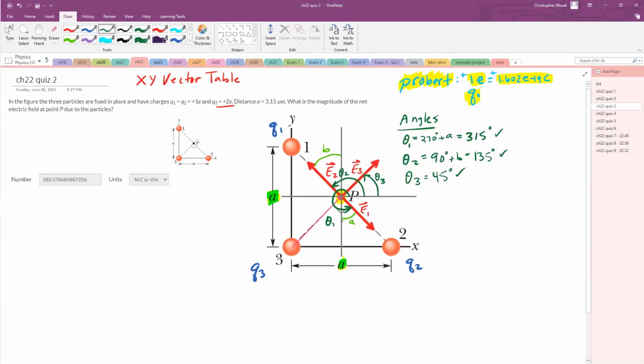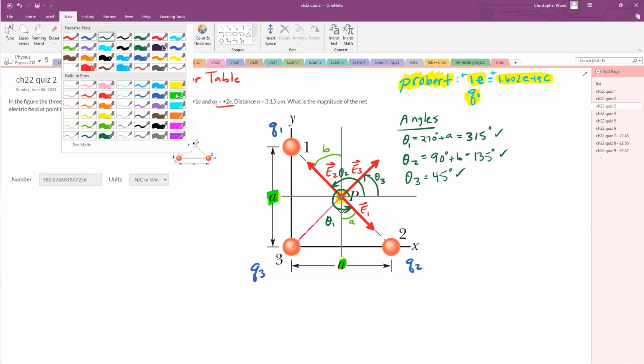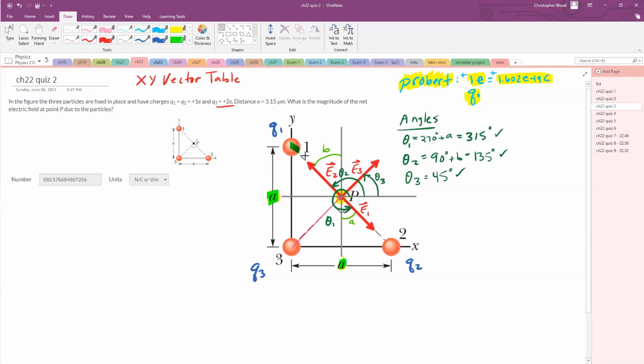As long as we're doing geometry here, what is the distance between probert and these source charges? Because they're all the same. I'm referring specifically to the distance between Q1 and probert, and then the distance between Q2 and probert, and the distance between Q3 and probert. Okay, so what are those distances? It's time for old school geometry again. If this is A over 2, this is A over 2, this is A over 2.